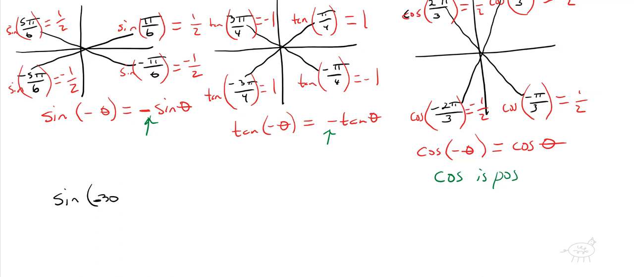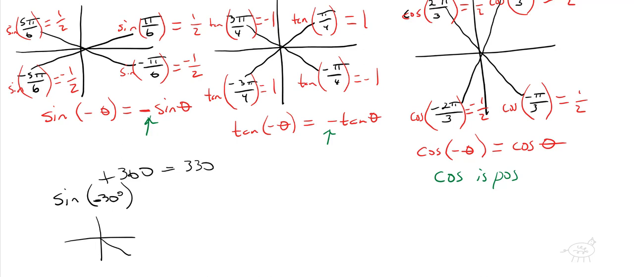So sine of negative 30 degrees. Back in the day, you would have to go like this and go negative 30, right? You would have to go, or actually you would add 360 to that, wouldn't you? And you get 330. And then you would do 330, and you would kind of deal with that. But guys, now this is really nice.